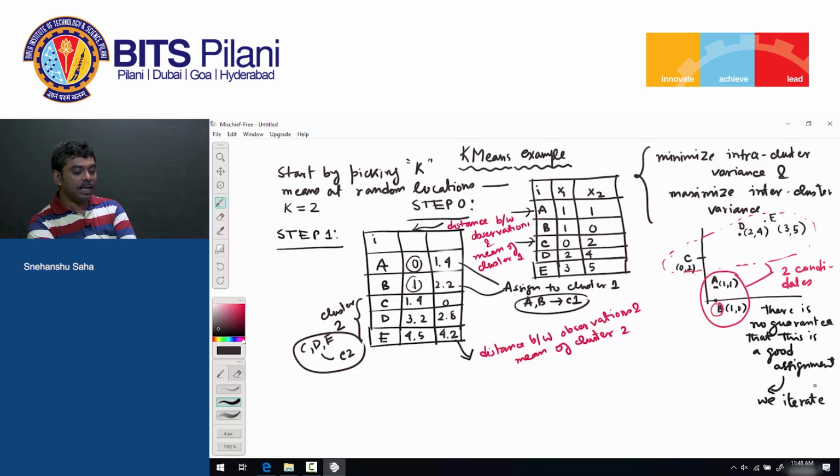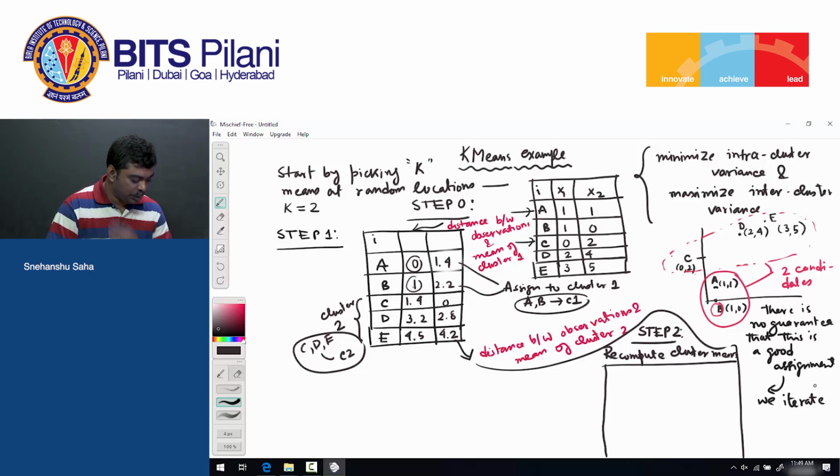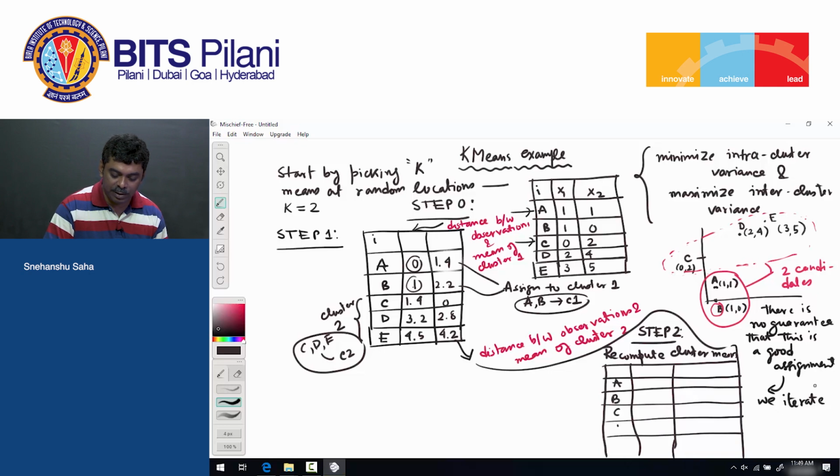Now the mean will change. The mean will no longer be at A for cluster 1, and for cluster 2, the mean will no longer be at C. So you have to recompute the mean. That's what we are going to do next, which is step 2. So in step 2, I will copy those down again. For some reason, I'm drawing really fat tables, but that's all right.